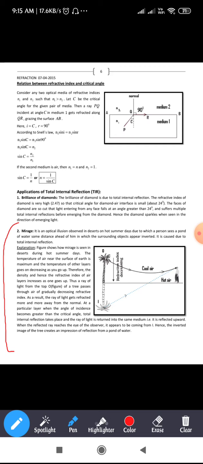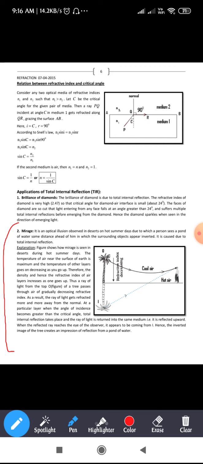Thus, a ray of light from the top O of a tree passes through air of gradually decreasing refractive index. As a result, the ray of light gets refracted more and more away from the normal. At a particular layer, when the angle of incidence becomes greater than the critical angle, total internal reflection takes place, and the ray of light is returned into the same medium. That is, it is reflected upward.